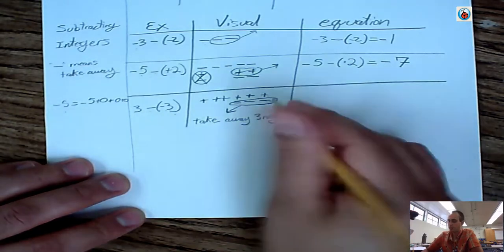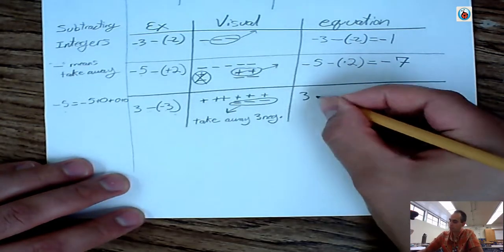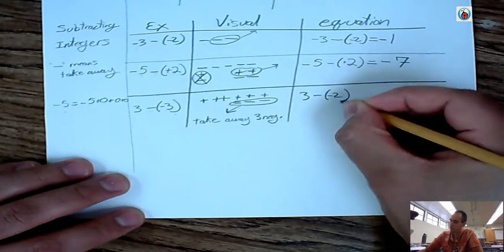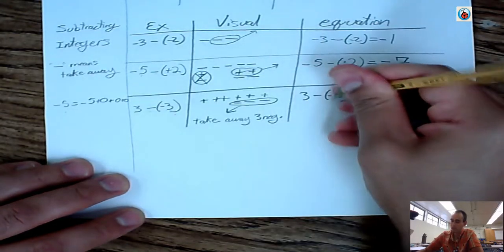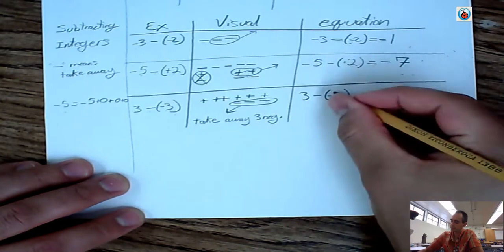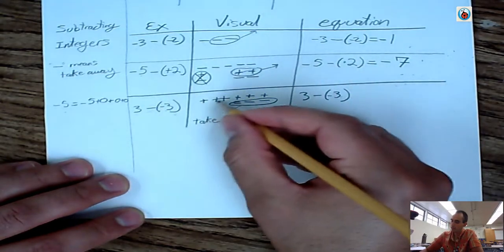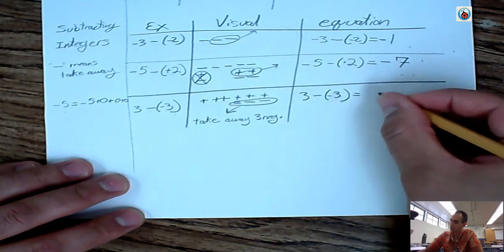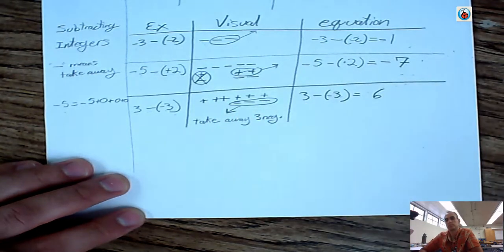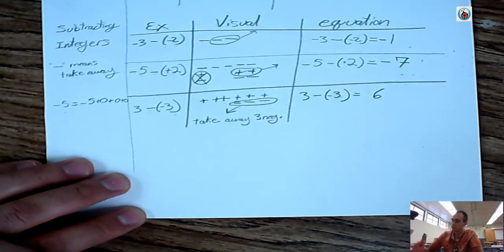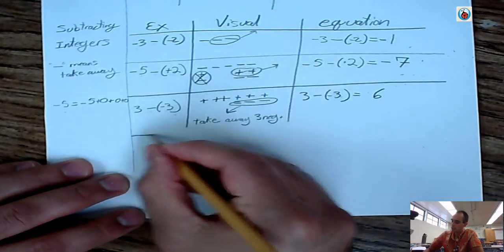Okay? After taking my 3 negatives, let's see what happens. 3 minus negative 3. I said that wrong. 3 minus negative 3. If I do that, I will be left with 6 positives. Positive 6. Gentlemen, ladies, those are your notes.